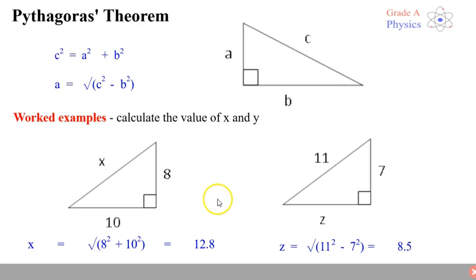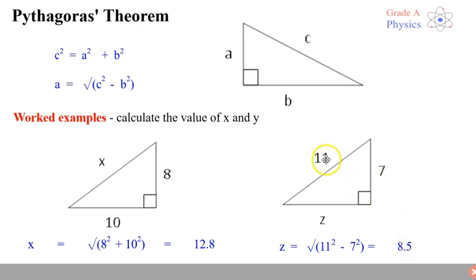Now that should make sense. The hypotenuse is the largest of the 3 sides, so 12.8 is a bit bigger than 10. Sounds about right. Okay, another example would be over here where we're given the hypotenuse is 11 and we're trying to find, it says x and y, so yeah, x and z I think that should be. We're trying to find z, so here we have to do the calculation as shown. 11 squared take away 7 squared and then square root. And if you do that on your calculator, you should get 8.5.